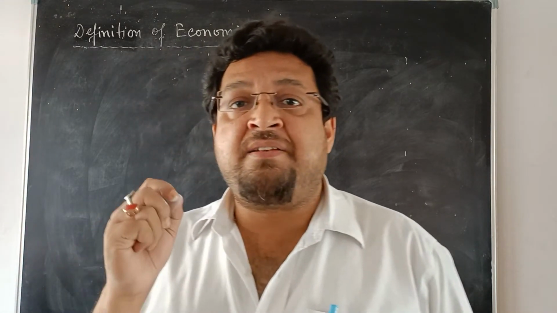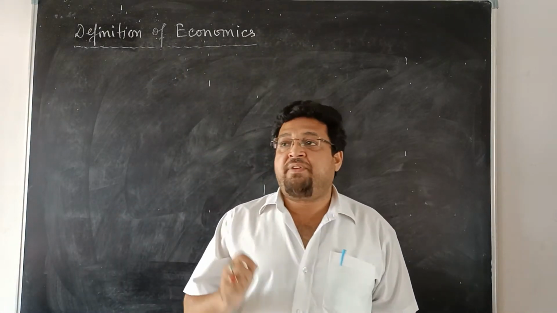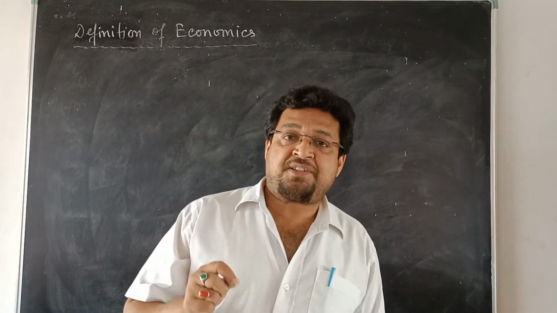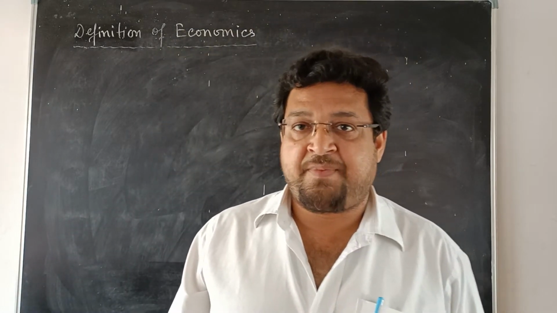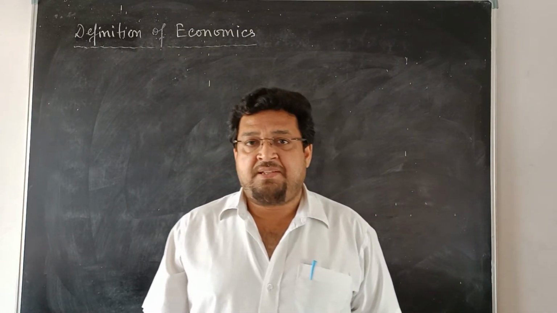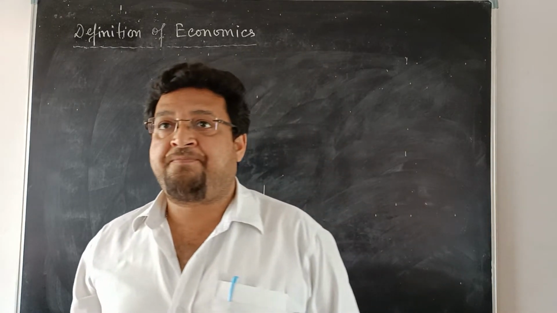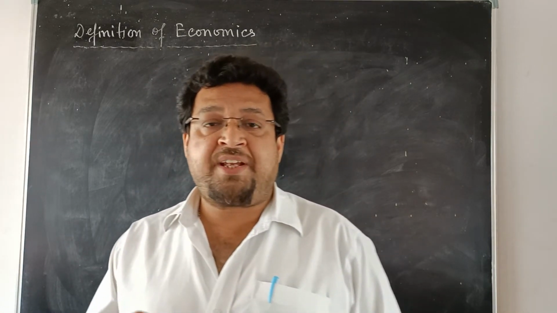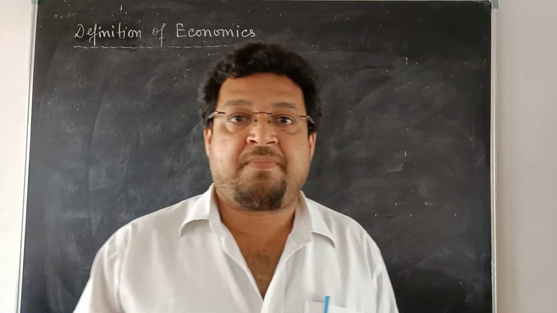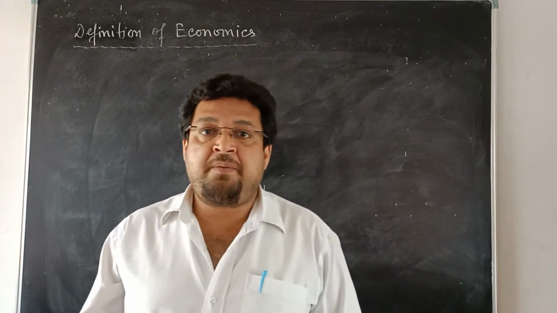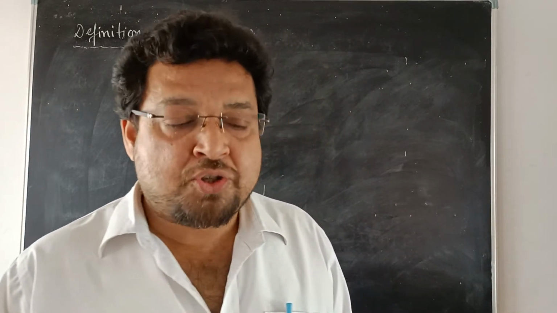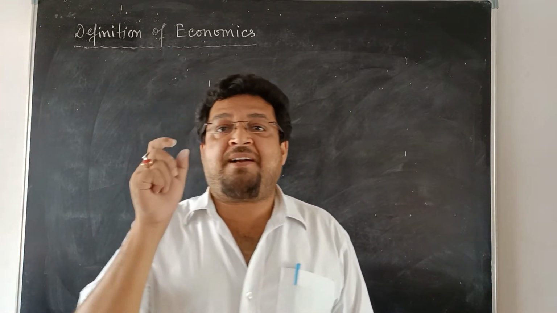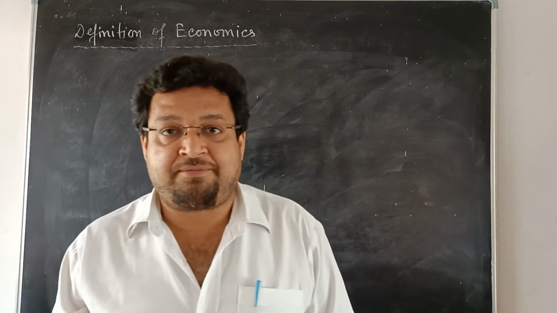So with these basic ideas, we come into the definition given by various economists. The first one we need to know is of Adam Smith, who is also known as the father of economics. Just for your information, the word economics came from two Greek words: oikos and nemein. Oikos means household, nemein means management. So household management was the basic idea from which the subject economics evolved.